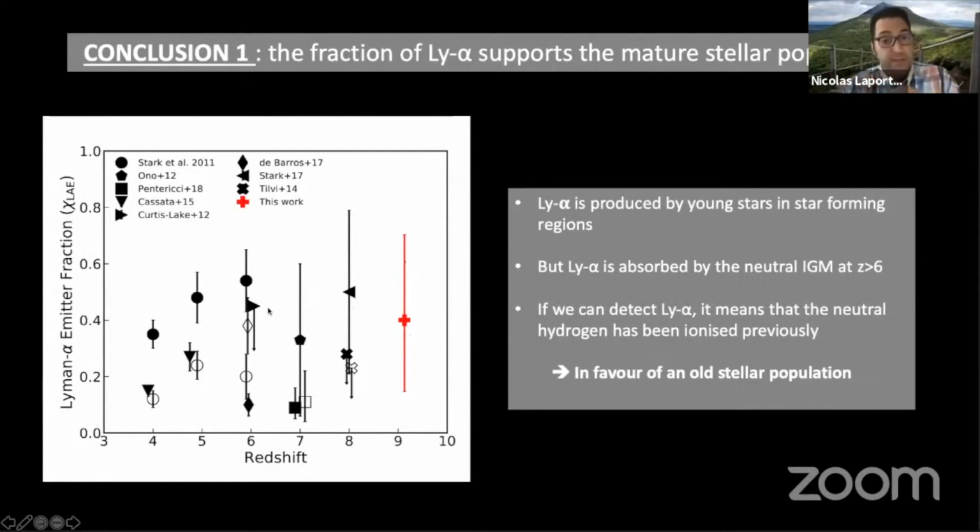But if we consider just our object, our sample, and I agree with you, our sample is biased because we are just looking for objects with evidence for an old stellar population. The detected fraction of Lyman alpha is not 0, it is let's say something like 40%, with huge error bars. So I think this result supports the hypothesis of an old stellar population in all these objects.